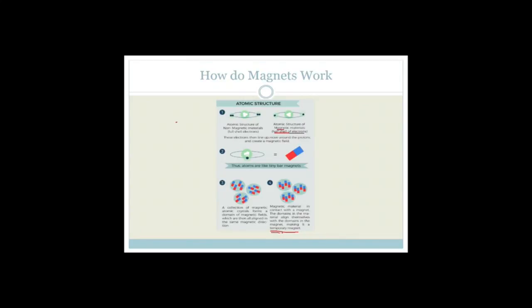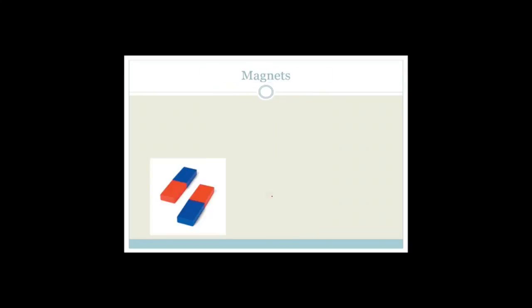Now there's some material out there that is not temporary. They stay in this alignment where all the little atoms are aligned along a specific way, and those are the things that we use to make magnets. Okay, so magnetic material generally is iron, nickel, and cobalt. Not generally, those are the only three magnetic materials that we know of so far on the Earth's planet.